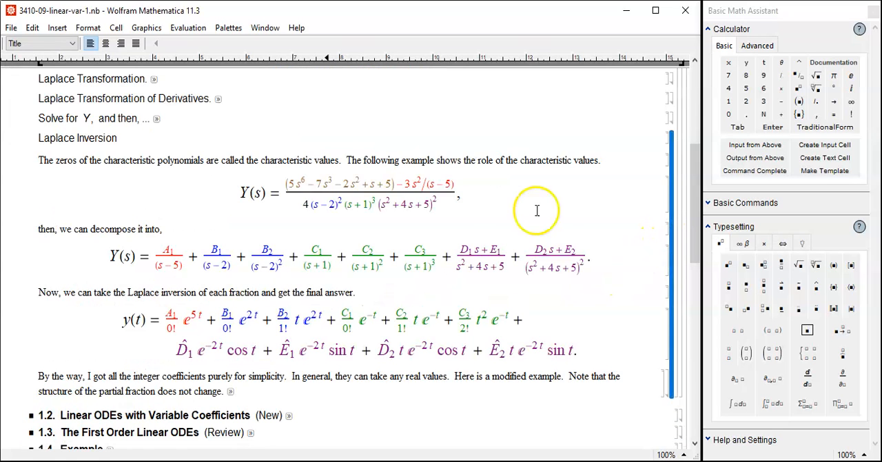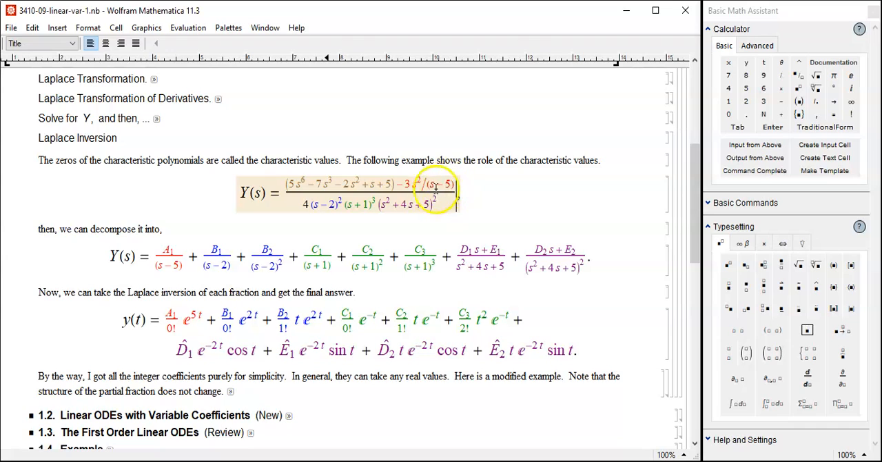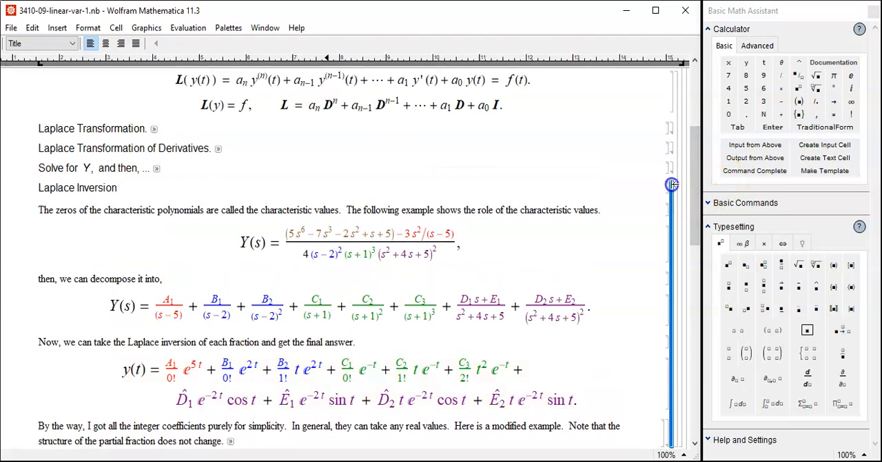Here's an example. If you have a function like this, the Laplace transform of the non-homogeneous part, the capital F part, is highlighted in red here. And then decomposed by partial fractions, you're going to get something like this. And then you take the Laplace inversion of each, you're going to get something like that. And the red part corresponds to the non-homogeneous part. All the others are homogeneous. Color coding would help. This is the kind of thing we had been doing, of course.